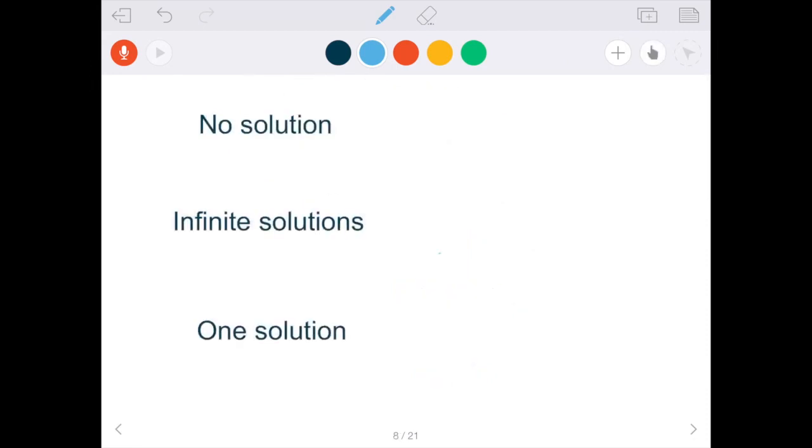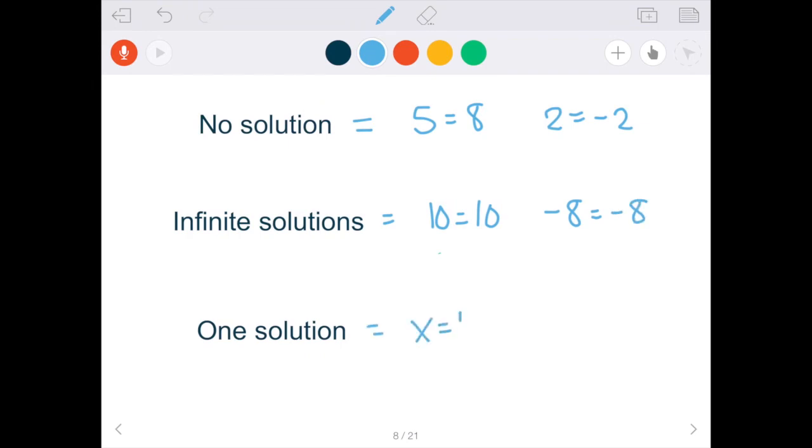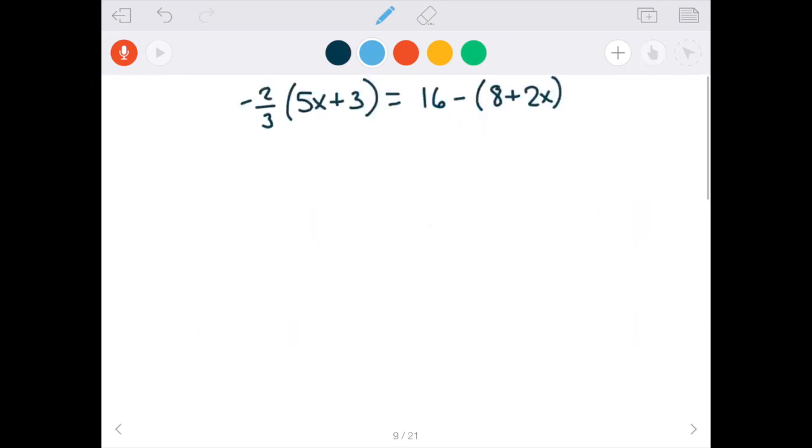So as a real quick review about solutions, no solution would be when you had a number that equaled a completely different number, something like this. It could also look like this. Remember that 2 and negative 2 are not the same number. Infinite solutions is when you have a number that equals itself. 10 equals 10, or negative 8 equals negative 8. One solution is when you have variable equals a number, or number equals a variable, either way. All right, don't forget about those.